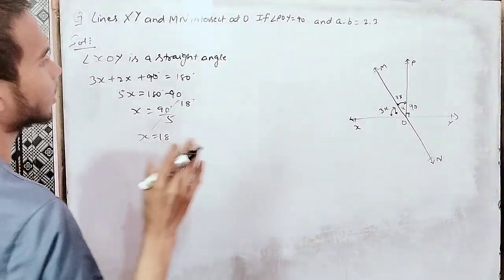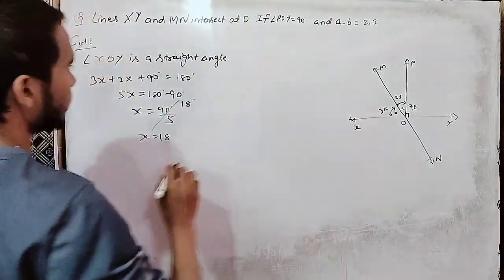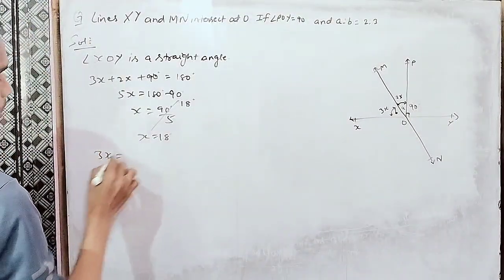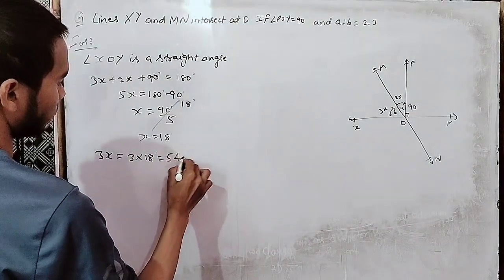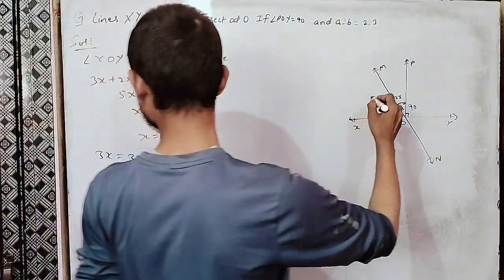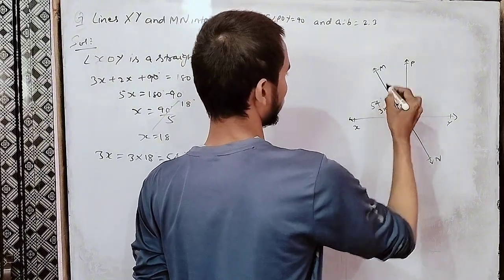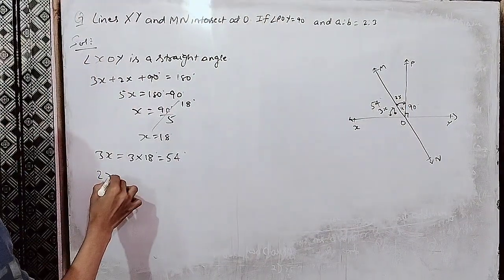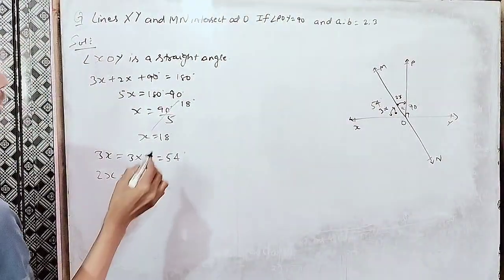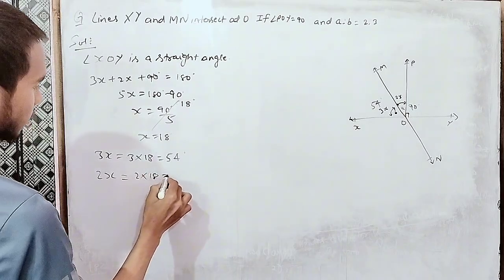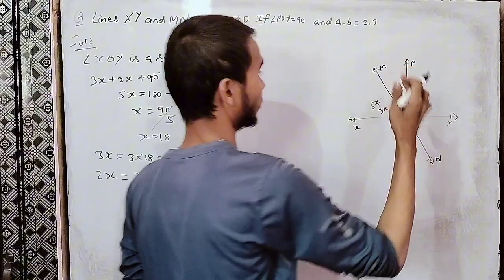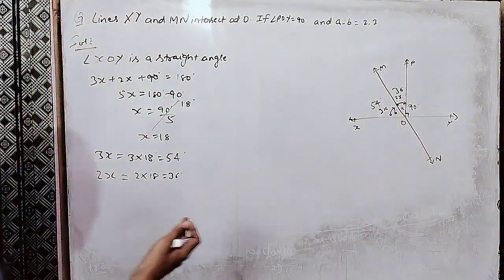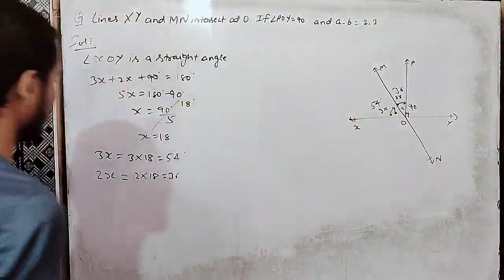So we have the value of x, but we still don't have the exact value of this angle. We just need to do 3 multiplied by 18, which is 54. So the value of this angle is 54. Now 2x is 2 multiplied by 18, which is 36. The value of this angle is 36, and you can check whether it is right or not.